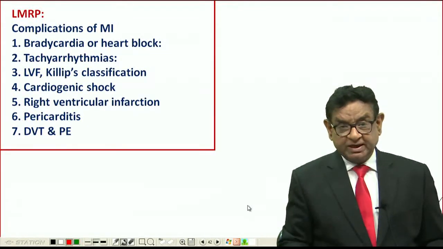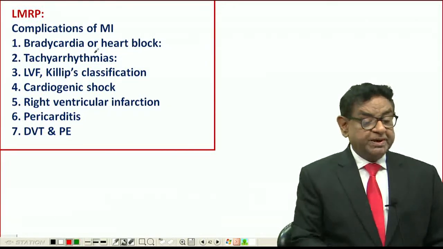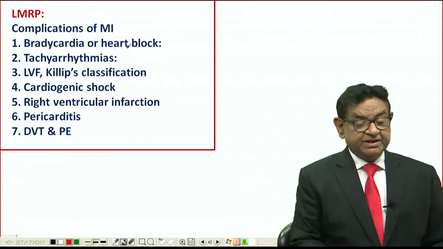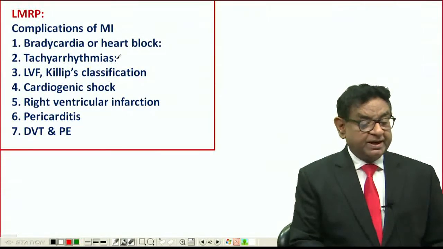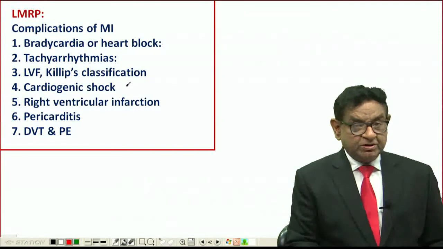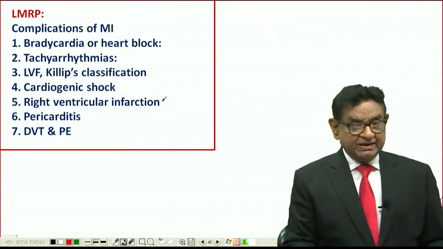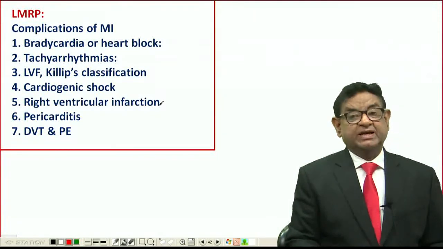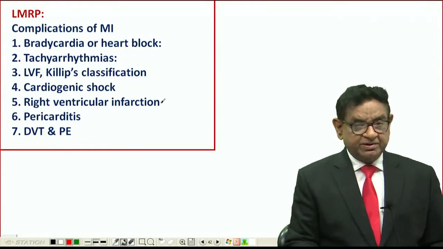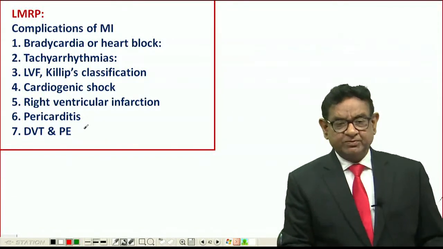So, a quick recap of the last minute revision points. In the complications of MI, we talked about bradycardia, heart rate below 60, and various types of heart block. Tachyarrhythmias are more common in anterior wall MI. CLIP classification is to look for pump failure. Cardiogenic shock: systolic BP below 90. RV infarction: raised JVP with clear lungs, low BP, but we give saline infusion despite raised JVP. Pericarditis comes with chest pain. Deep vein thrombosis can lead to pulmonary embolism; we use heparin.